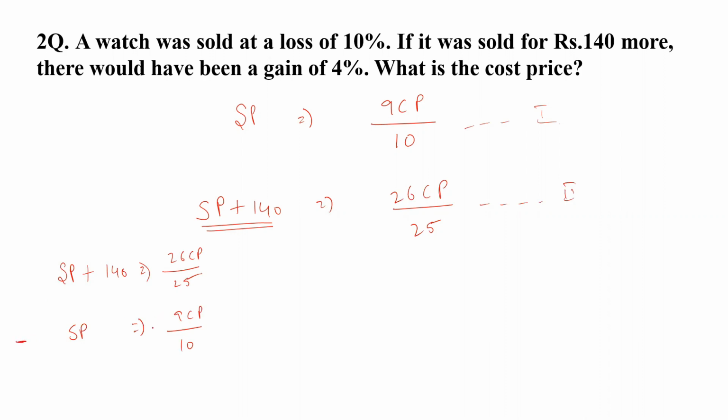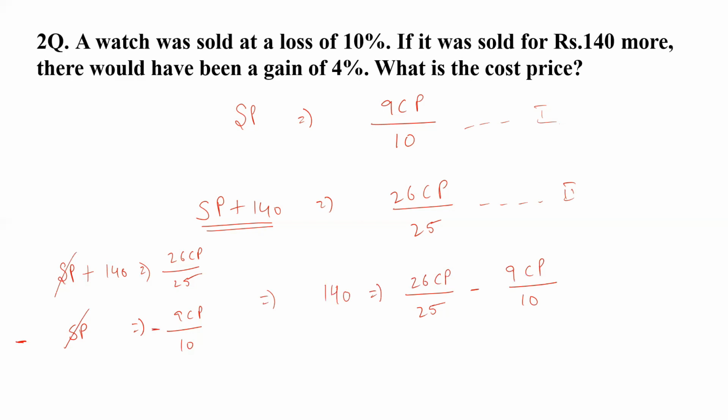Just minus it. You can see that in both the equations you shall have the sale price, so it would be easily cut down, and you will be left with only this equation: 140 is equal to 26 cost price divided by 25 minus 9 cost price divided by 10. You will be left with this equation only. I hope you are understanding this. If it seems to be typical for you, that means your mathematical operations are not that sound and you have to work upon them.